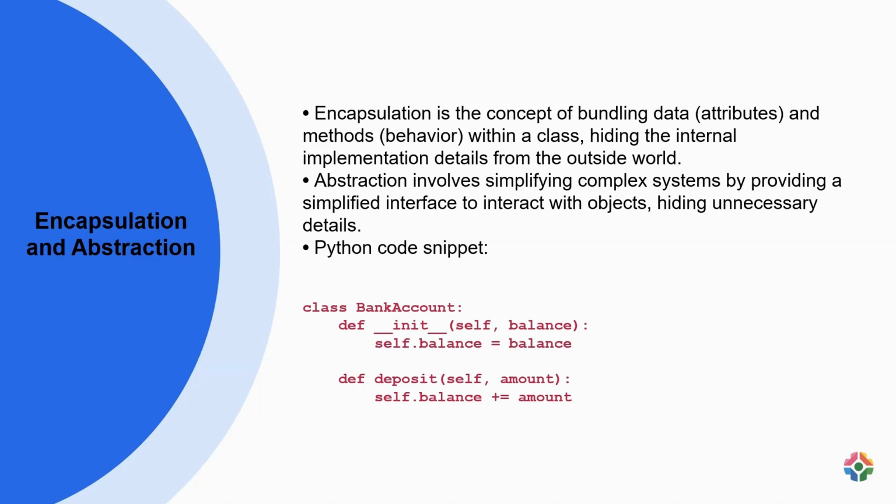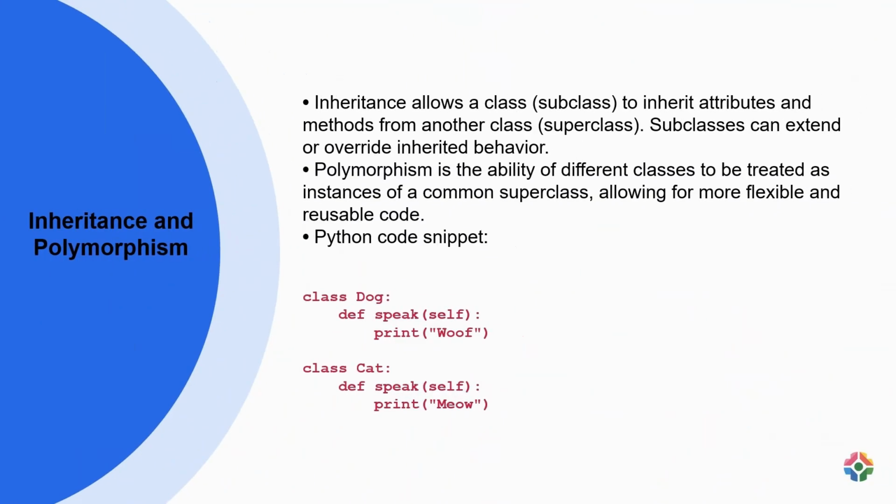Inheritance in object-oriented programming enables a subclass to inherit properties and behaviors from a superclass. It promotes code reusability and structuring. For instance, a vehicle superclass might contain attributes and methods shared by car and motorcycle subclasses.